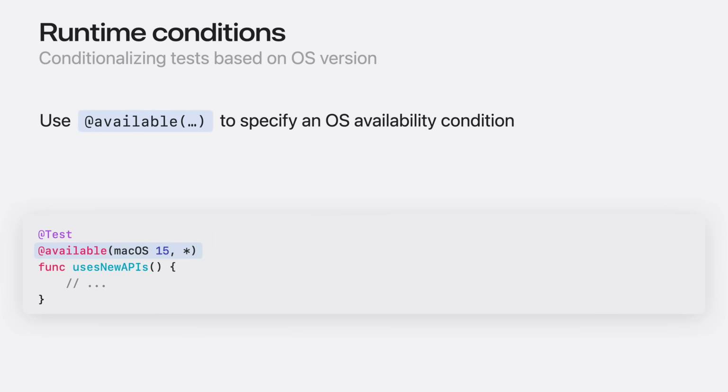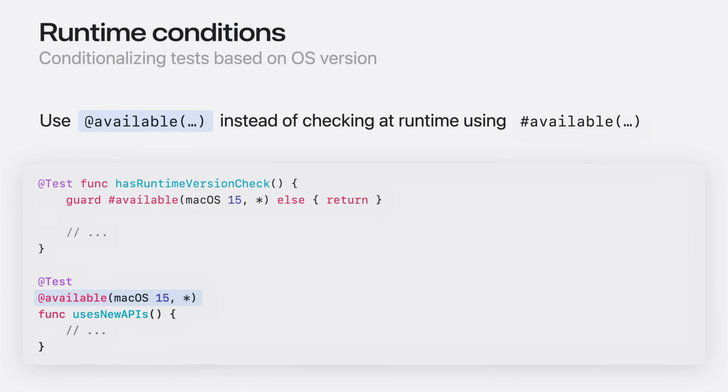When the entire body of a test can only run on certain OS versions, you can place the available attribute on that test to control which versions it will run on. Use the available attribute rather than checking at runtime using #available. The available attribute allows the testing library to know that a test has an OS version condition, so this can be reflected in the results more accurately.